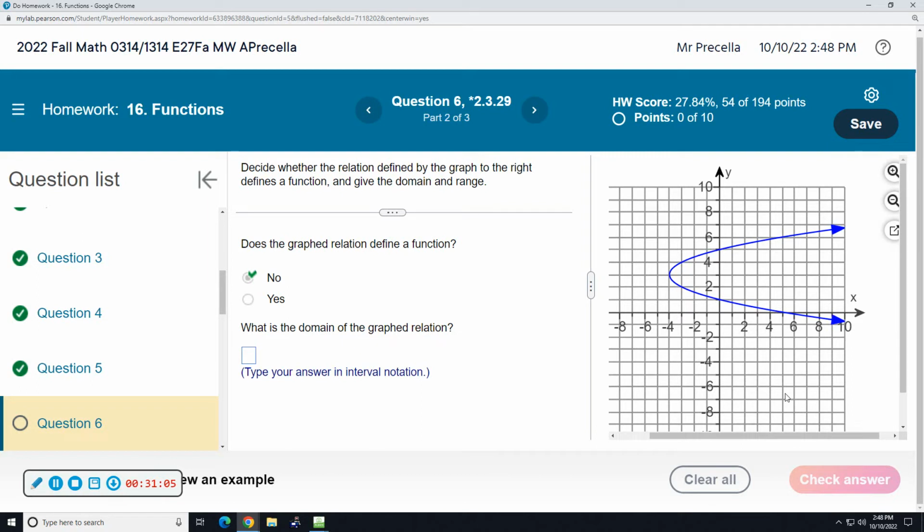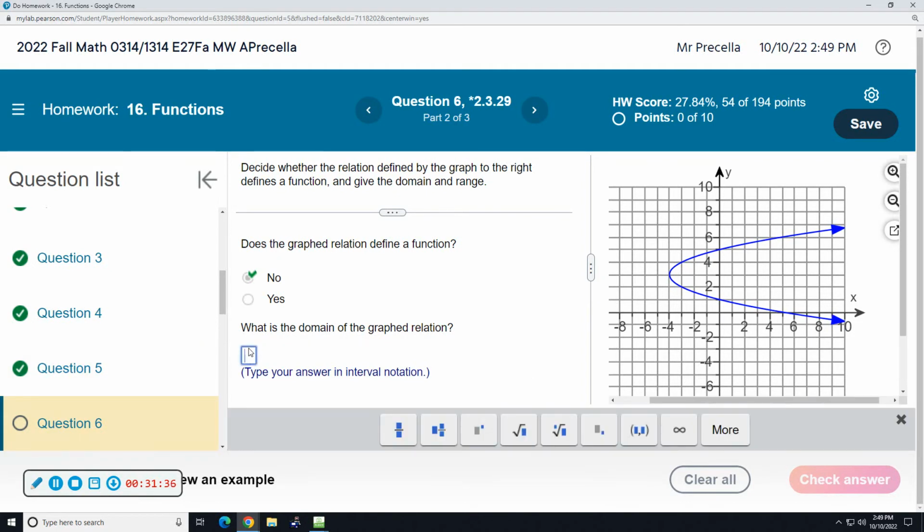I'll get you started. Negative infinity, comma, infinity. Yeah. It's going up and down forever. That's what that negative infinity, comma, infinity means. It's going to keep going down and keep going up. But notice it's not going left and right forever. There's nothing over here to the left of negative 4, is there? It's going to the right forever, but not to the left. It starts at negative 4. Let me type that in. It starts at negative 4. And then keeps going forever.